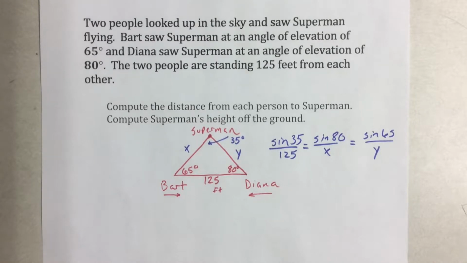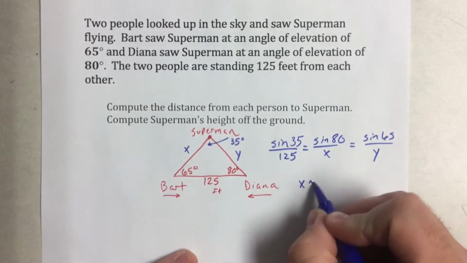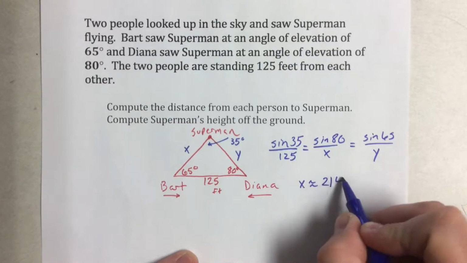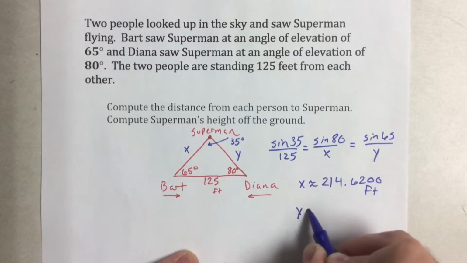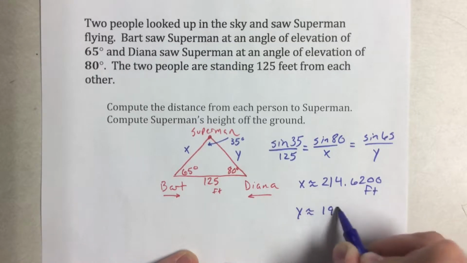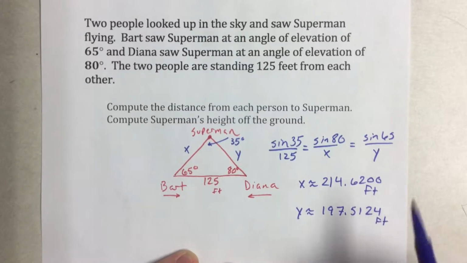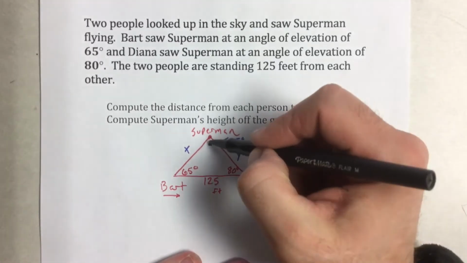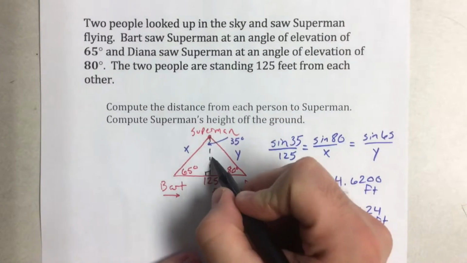So when you get the value of x and y, you should find that the value of x is approximately 214.6200 feet, and the value of y is approximately 197.5124 feet. All right, I wouldn't tell you those in this quick video if we didn't need them to find the height of Superman, Superman's height above the ground.